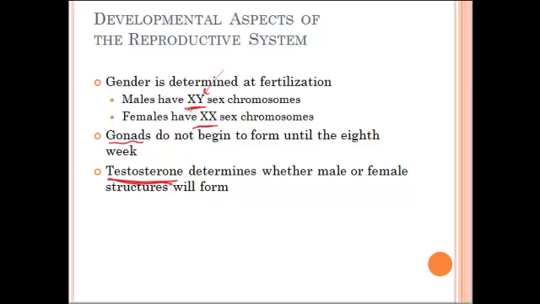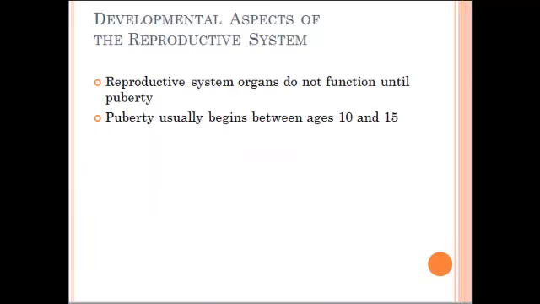So for example, even if you have a baby that has an X and a Y chromosome, without the initiation of testosterone production being released, that baby would become a female. But as the testosterone is released and starts moving through the blood of the baby, that's what's going to cause the development of a male. Reproductive organs don't become functional until puberty, and that usually begins between ages 10 to 15, depending on the gender.